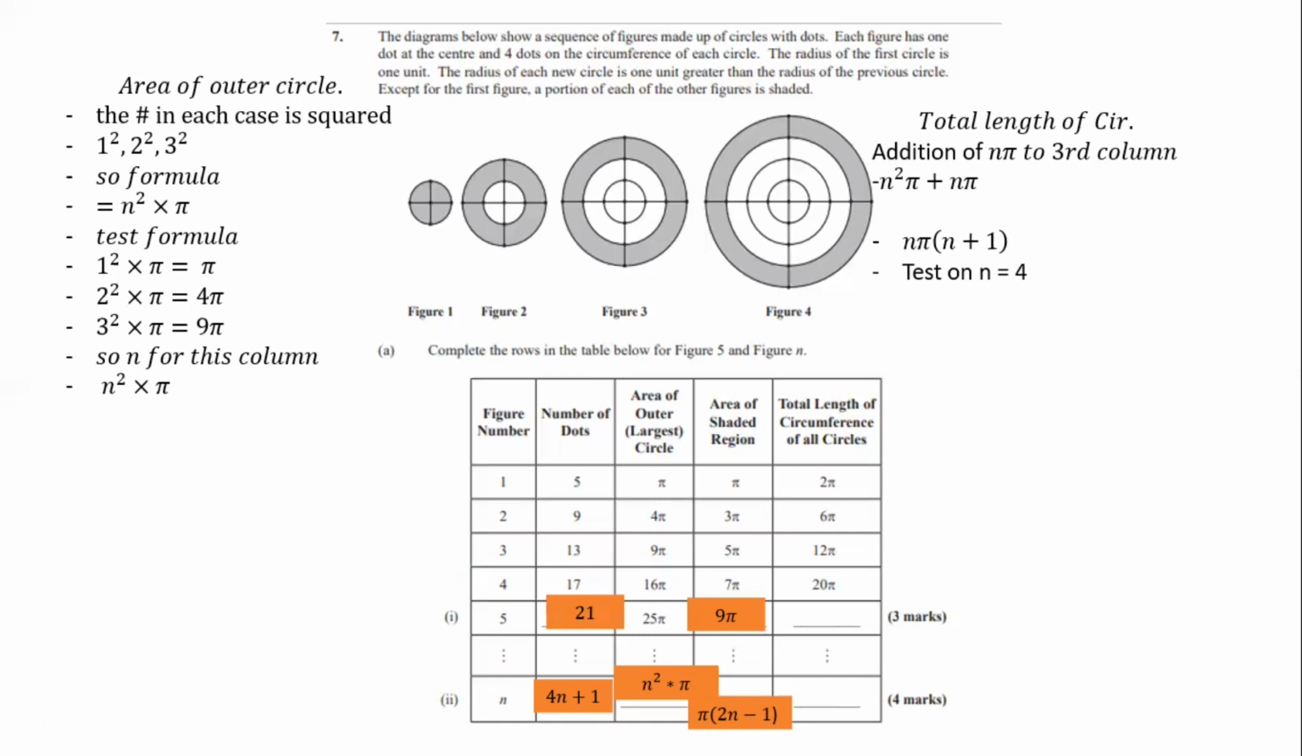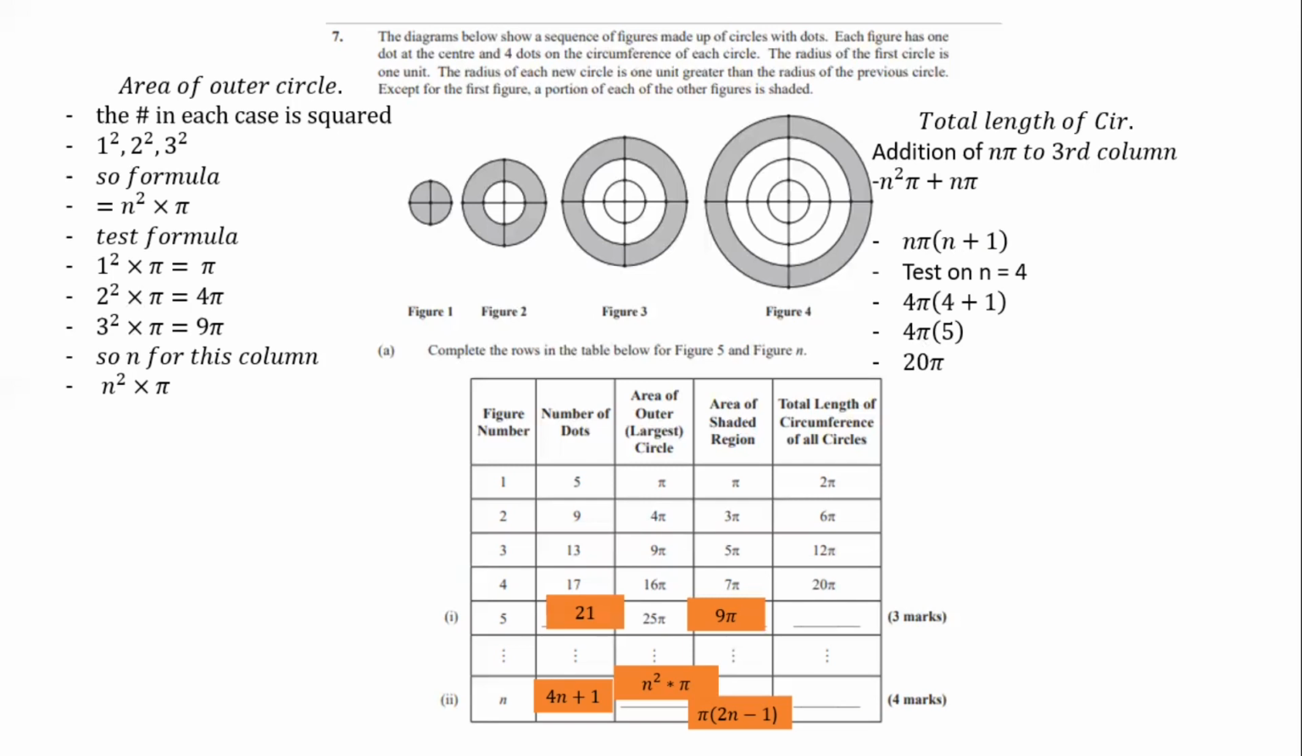So we're testing on figure 4, where n is equal to 4. So what we have is 4 pi, so 4 replacing the n here, so 4 pi, then in bracket 4 plus 1. So 4 plus 1 is 5, and then what we have is 4 pi multiplied by 5, and that will give us 20 pi. And therefore we know that our formula stands true.